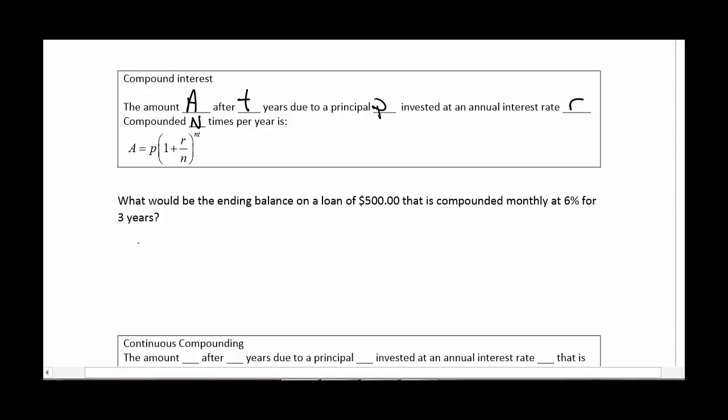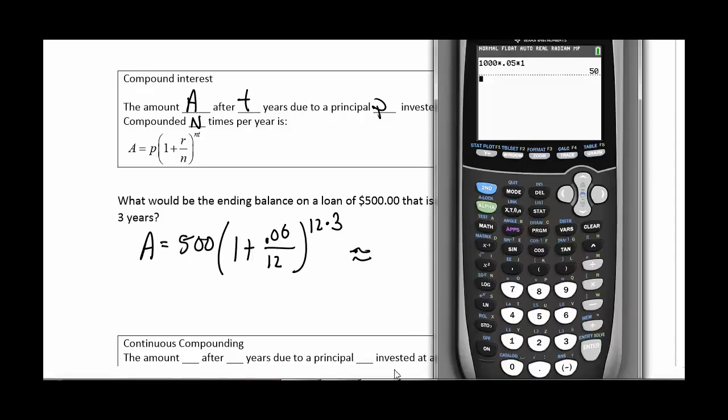All right, so let's set the formula up, and then we'll look at the calculator skills. So what would the ending balance be? That's A with an initial loan of $500 that is compounded monthly. So 1 plus 6% in decimal form is 0.06, divided by N. Since it's compounded monthly, N in this case is 12. And then the exponent is N times 3.